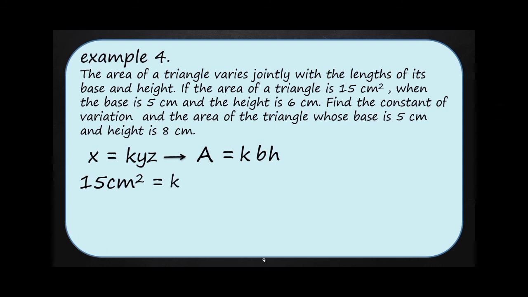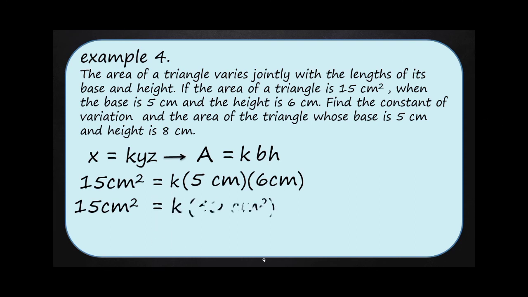Then this is equal to k multiplied by the base, which is 5 centimeters. Then multiply this by the height, which is 6 centimeters. So if we multiply 5 by 6, the answer is 30. Then the unit is square centimeters. Then to solve for k, just divide both sides of the equation by 30. So we have now k is equal to 1/2. So we have now the constant of the variation, which is 1/2.